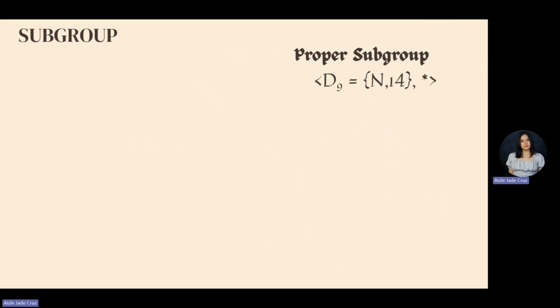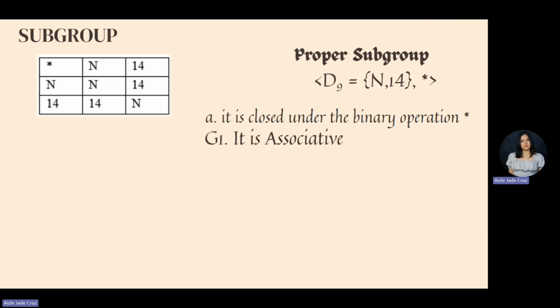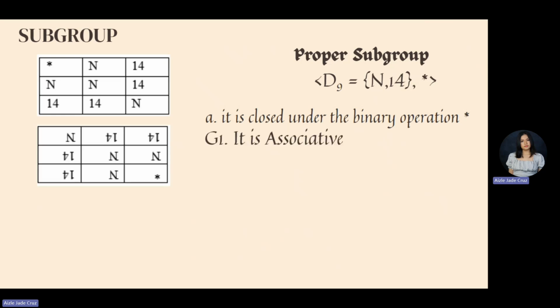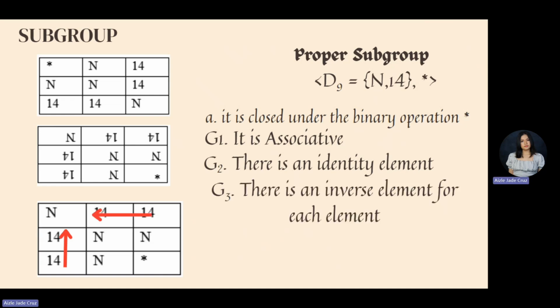Next one. G sub 9 consisting of the elements n and 14 under the binary operation star. G sub 0, it is closed under the binary operation star. G sub 1, it is associative because if we rotate the table by 180 degrees, we can get the same structure as the original table. Therefore, it is associative. Then, G sub 2, there's an identity element which is, excuse me, which is n.